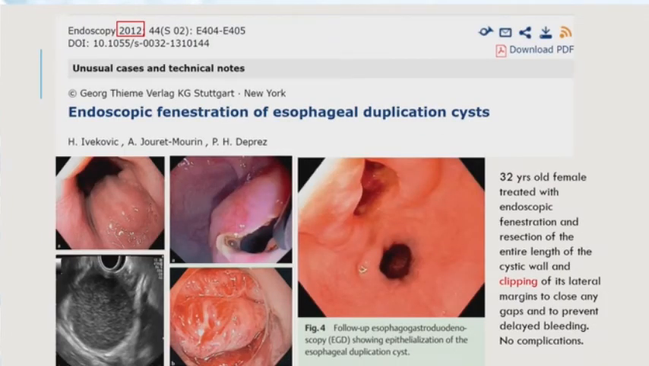Another case report: endoscopic fenestration of an esophageal duplication cyst in a 32-year-old female refusing surgery, by making a hole in the duplication cyst. This is the healed site, and this is the endoscopic ultrasound of the duplication cyst.